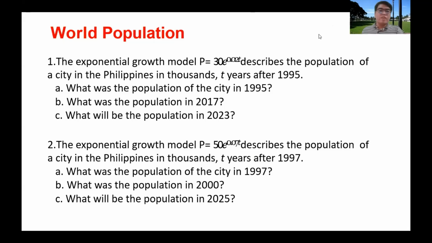Okay, so let's try to solve this world population problem. It states that the exponential growth model P is equal to 30e raised to 0.02t describes the population of a city in the Philippines in thousands. t is equal to years after 1995. So what was the population of the city in 1995? What was the population in 2017? And what will be the population in 2023? Let me share with you this whiteboard to try to solve this equation.